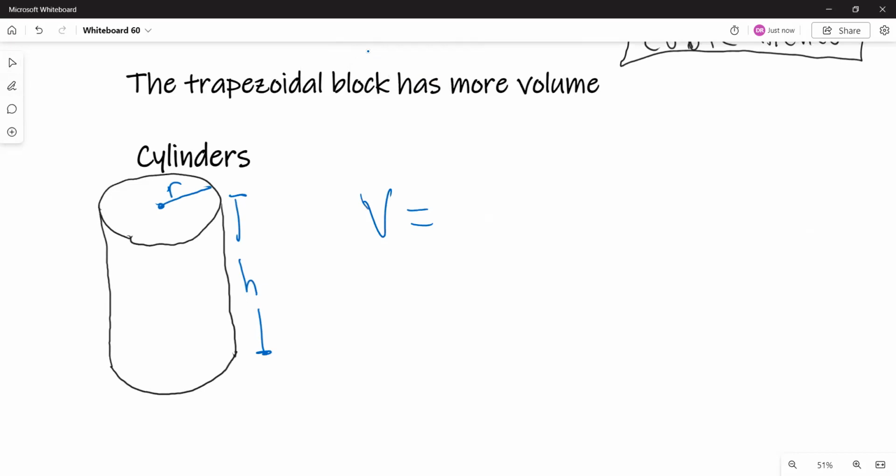The volume is still going to be, it still has a flat top and bottom, and the sides are perpendicular to the base. So the volume is still going to be the area of the base times height, but the area of the base is pi r squared. So it's going to be pi r squared times height.